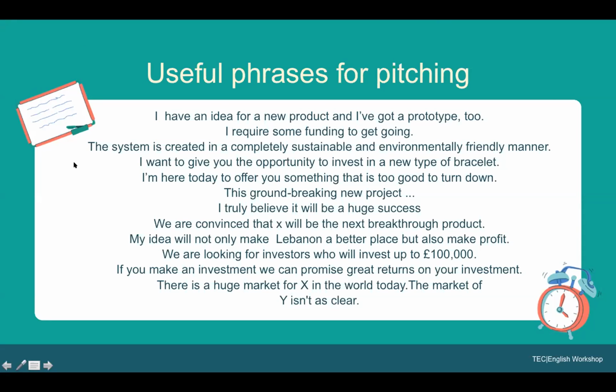The system is created in a completely sustainable and environmentally friendly manner. So for example, بدل ما نستعمل way in a friendly way, فينا نقول manner. Okay, this is just to be a little bit creative with our terms. Guys, please, إذا في حدا ما عم يفهم a word, please jot it down on the chat and I'll explain it. رح جرب to explain it in Arabic. إذا لا, Melissa can type it down.